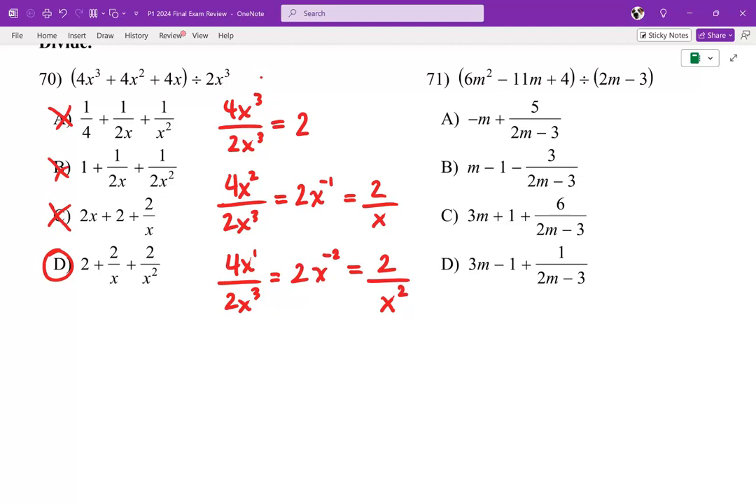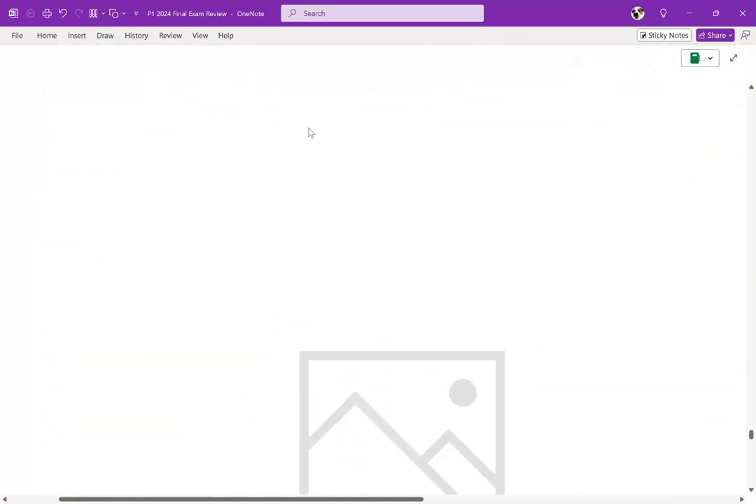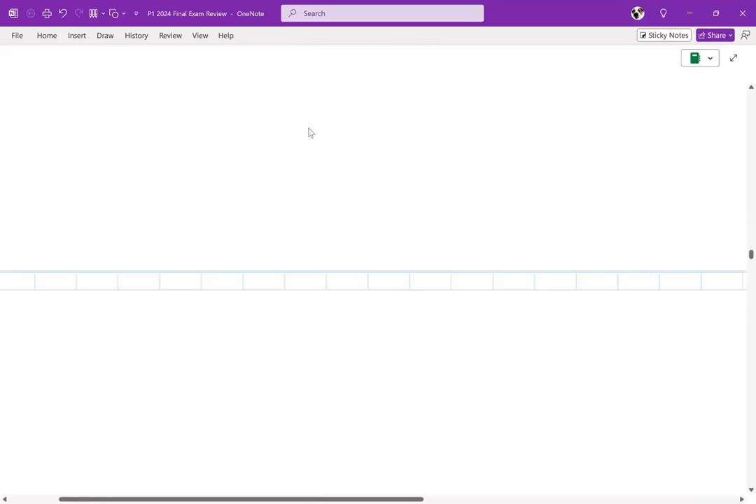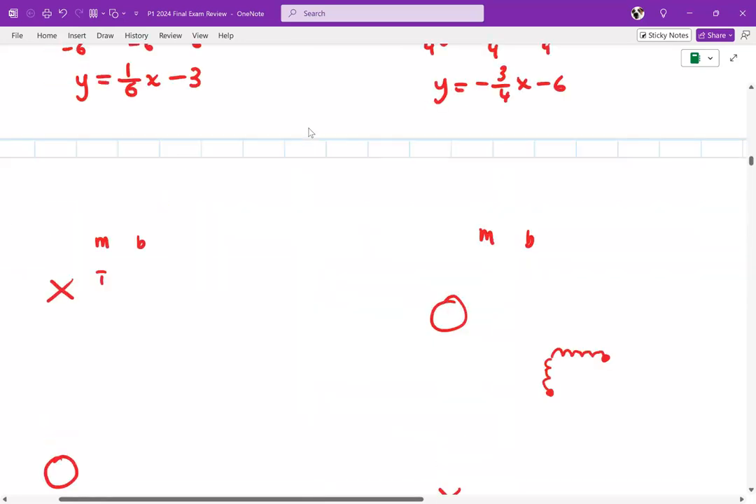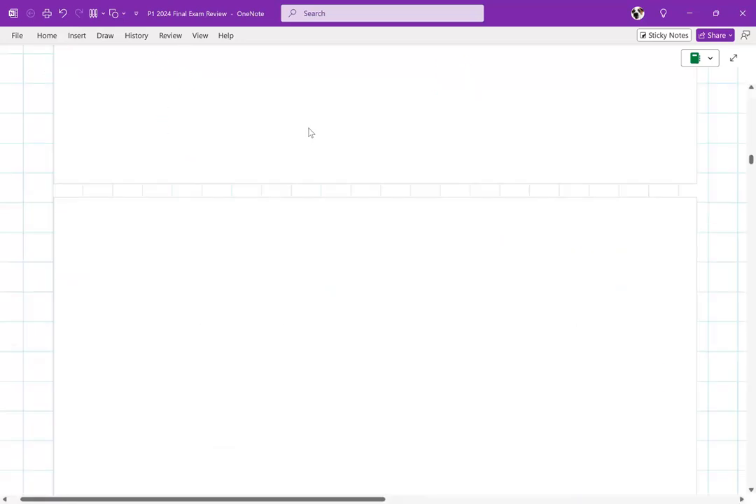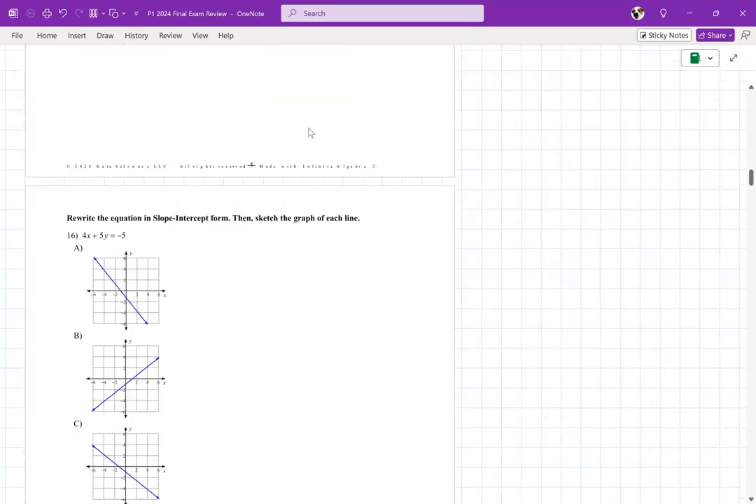Anything else? All right, let's go to number 16. It's going to keep scrolling really quick. Oh, I'm past it. Just waiting for the stuff to show up. There we go. All right.